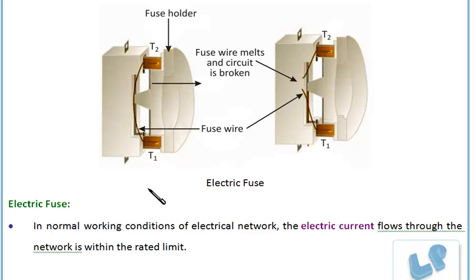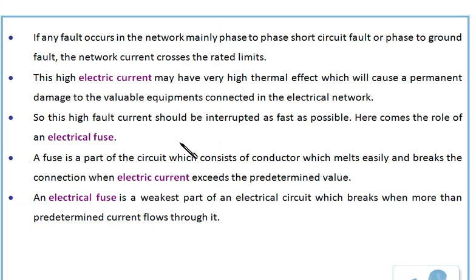Now friends, let's discuss the working of a fuse in detail. The most important part of this fuse is the fuse wire. In normal working condition of an electrical network, the electric current flowing through this network is within the pre-decided, or rated, limit. Now because of any fault in the network, the current crosses the pre-decided or rated limit.